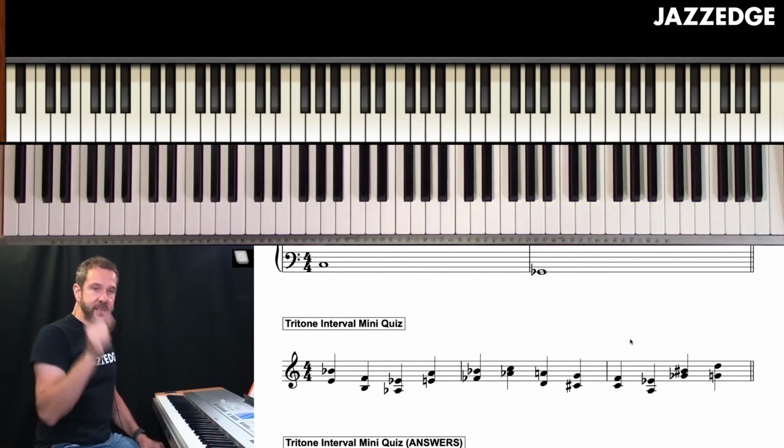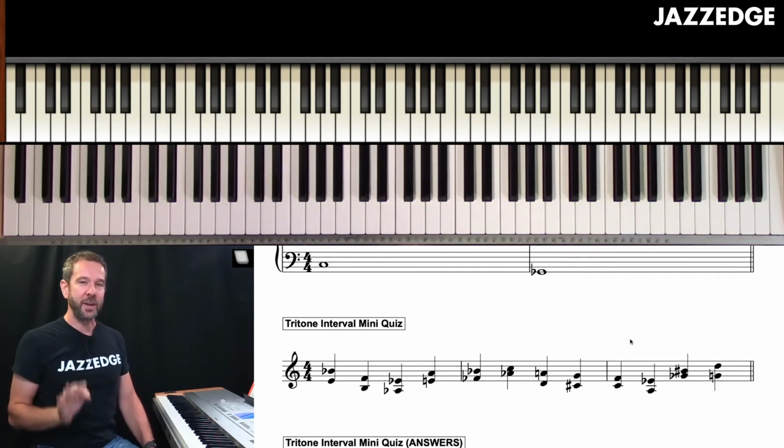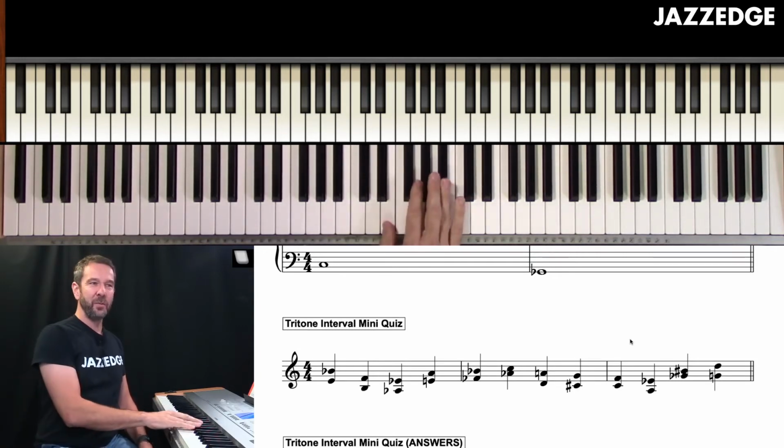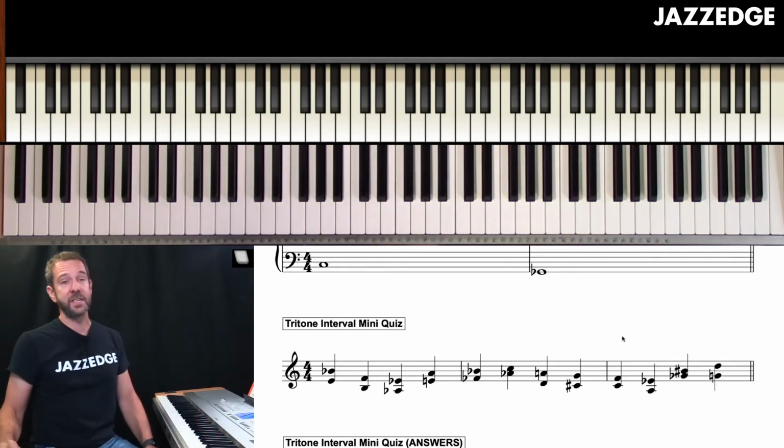So when you listen to these intervals, you will start to hear the ones that sound like a tritone. Remember, the tritone is the most tense interval that we have in music. So really, when you hear that tritone, it really kind of stands out as, wow, that's pretty tense.